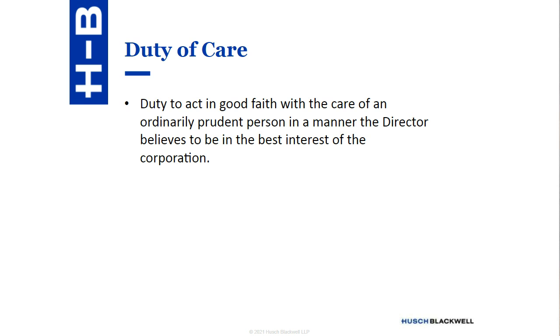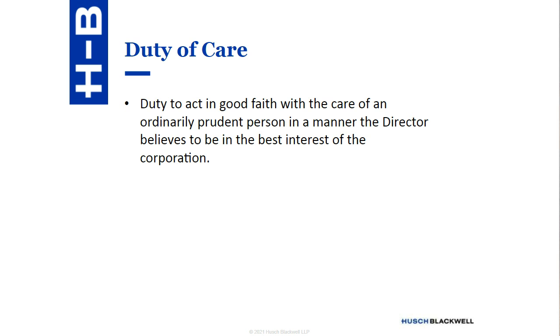Now, all of these best practices and IRS suggestions are really, in essence, an outgrowth of the basic legal duties of officers and directors. The primary legal duty of which is that a board member or officer has the duty of care. The duty to act in good faith with the care of an ordinarily prudent person in a manner the director believes to be in the best interest of the corporation. And let's kind of parse that out here.